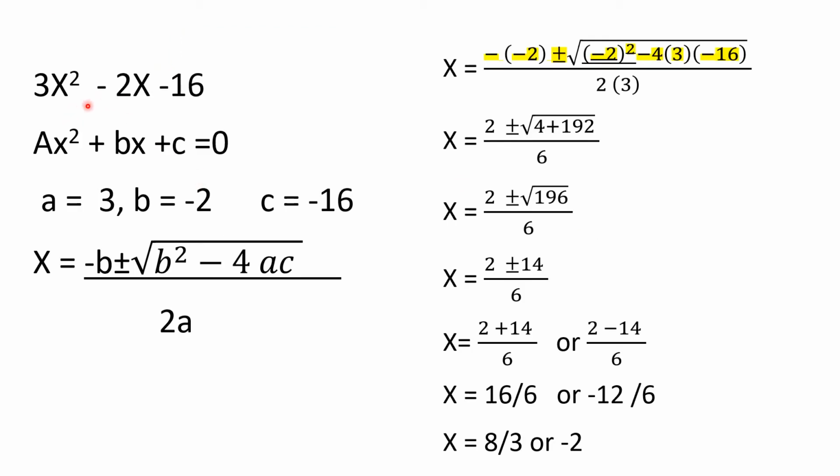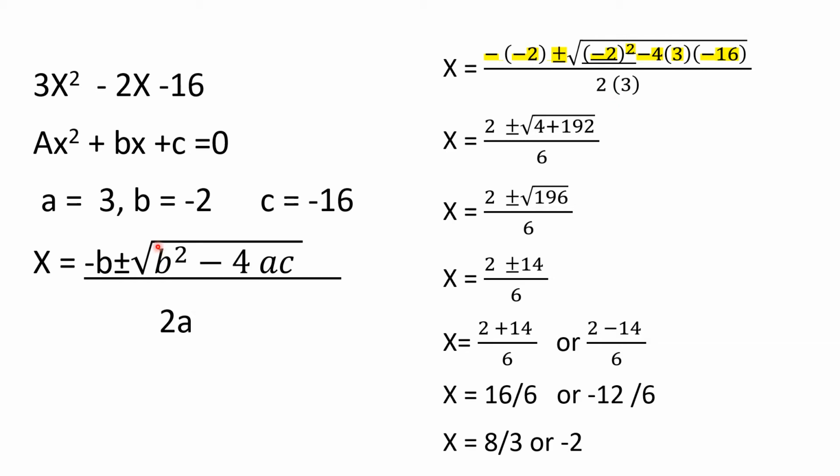Now we are going to solve the same equation using the formula minus b plus or minus square root of b square minus 4ac by 2a. Here you see a equal to 3, b equal to minus 2 and c equal to minus 16, right? So it is simple substitution, that's all. Minus b means minus is already there, and b is minus 2. So minus of minus 2 plus or minus square root of b square. B is minus 2, right? Minus 2 the whole square minus 4 into a is 3 and c is minus 16.